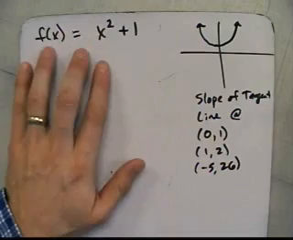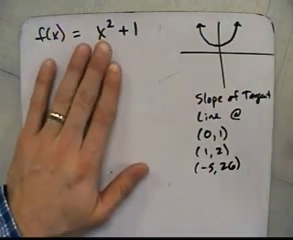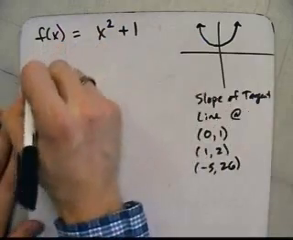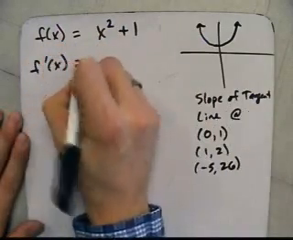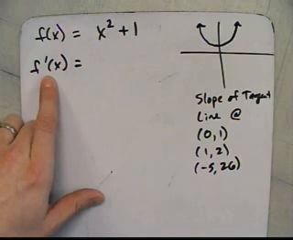If I want to take this function right here, f of x equals x squared plus 1, and find the derivative of that, the main notation that you'll see looks like this. It's f prime of x. And that's how you read that: f prime of x. So it's a little hash mark on it.